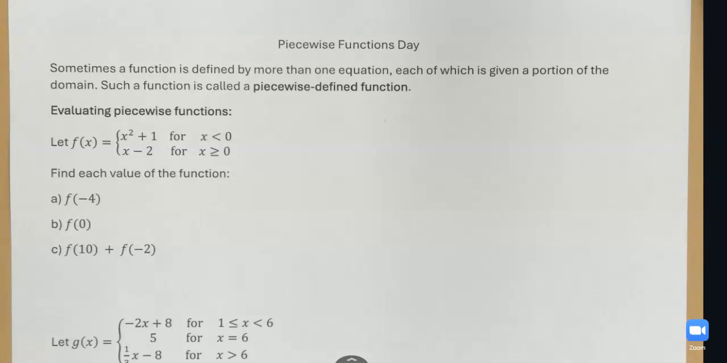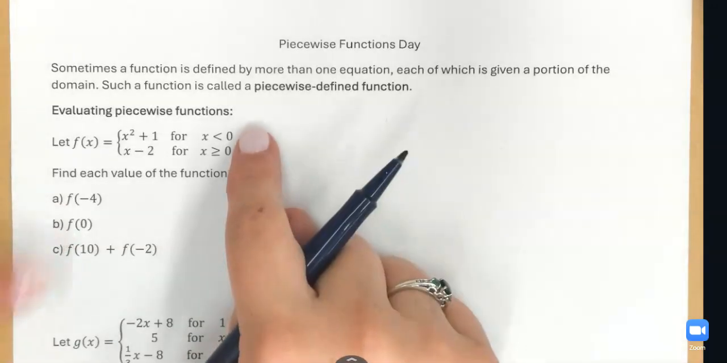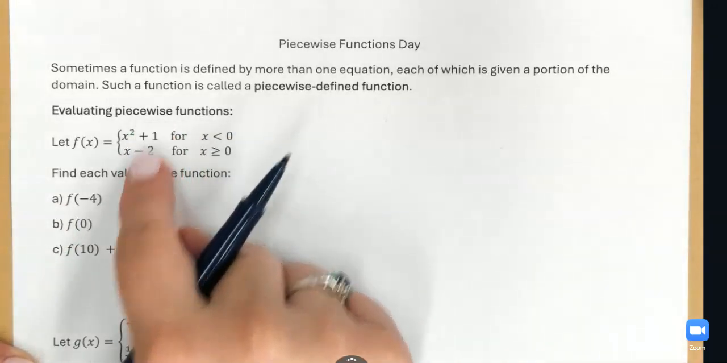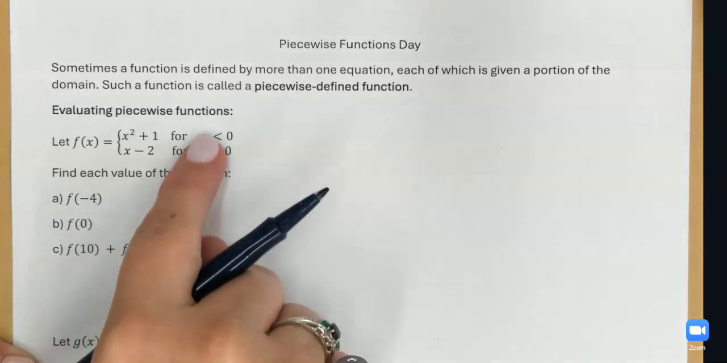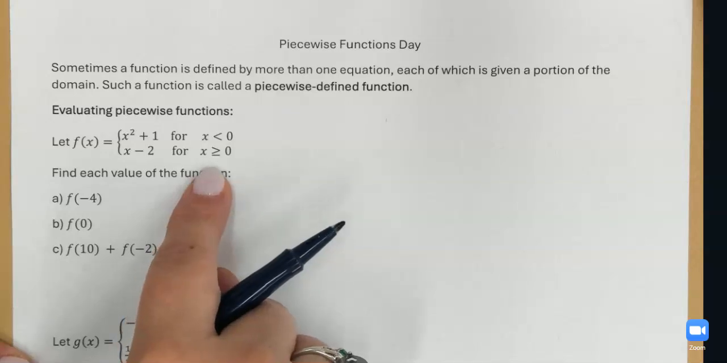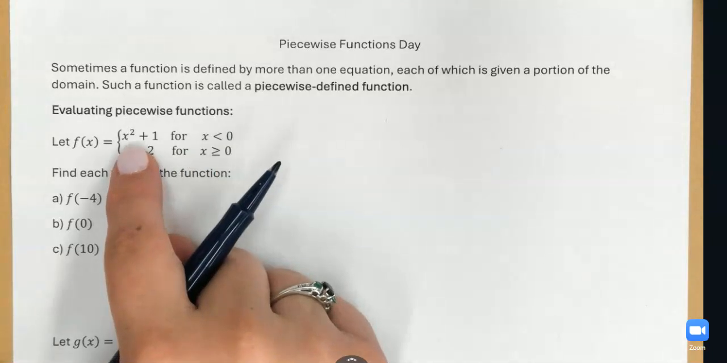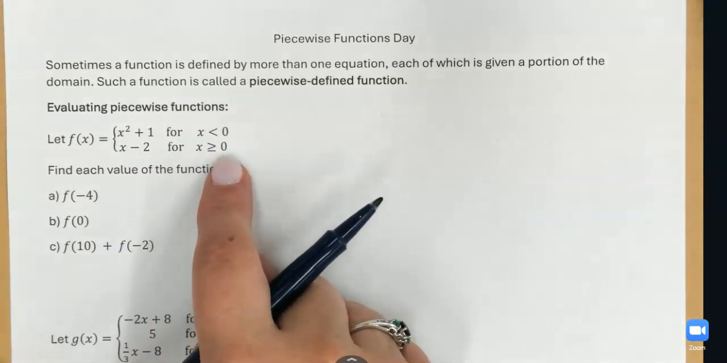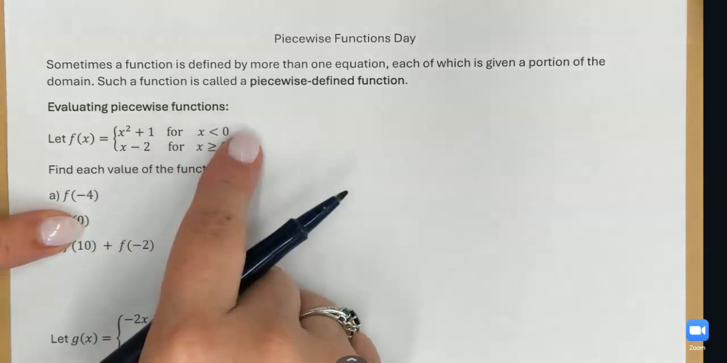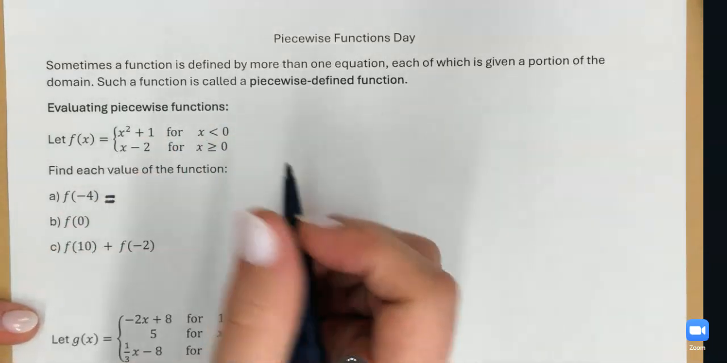So if we're going to evaluate the function, like this first one, we want f of -4. Well, I have to figure out where in the domain that falls to know which equation to use. So remember, this one is broken up into x is less than 0 and x is greater than or equal to 0. So for numbers less than 0, I'm going to use x squared plus 1. And for numbers greater than or equal to 0, I'm going to use x minus 2. Well, -4 is less than 0, so I'm going to use the upper equation, x squared plus 1.